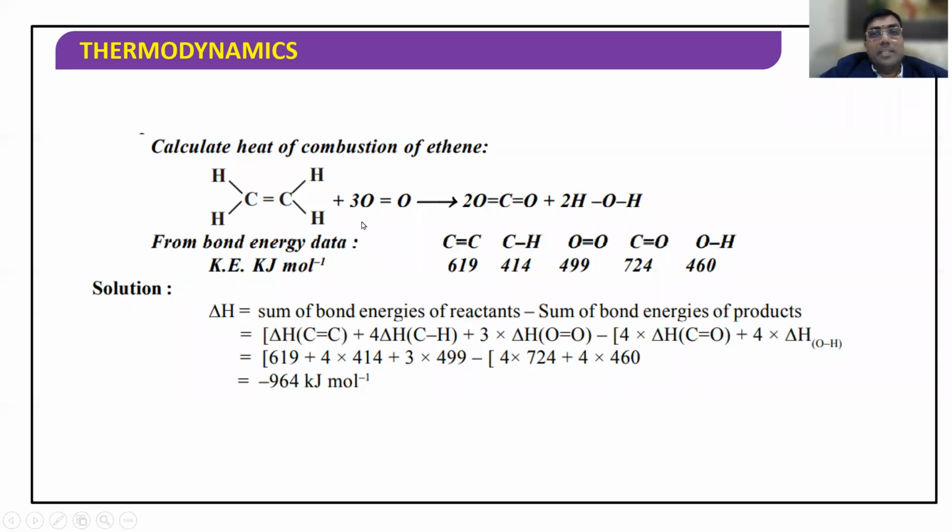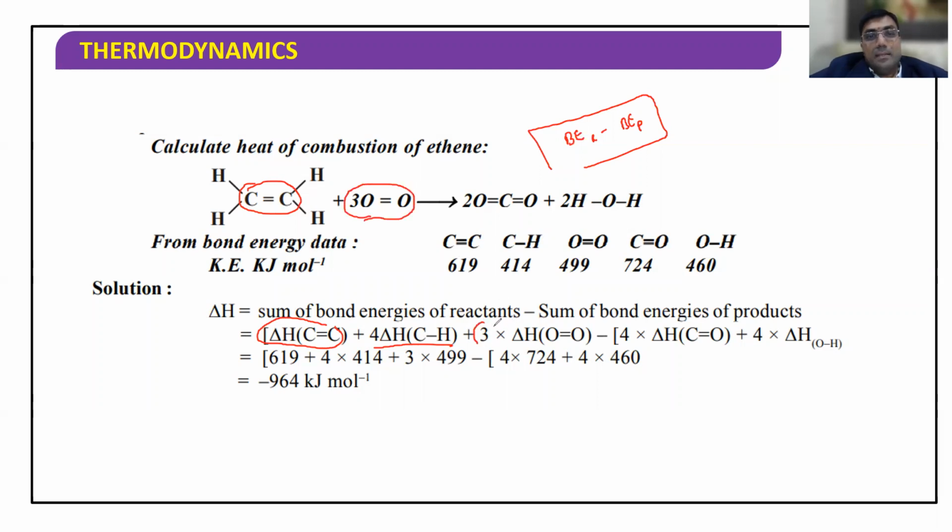First, reactants minus products: how many bonds do you have to break? First, 4 C-H bonds, 1 C=C bond. The formula is bond energy of reactants minus bond energy of products. So reactants only I'm writing.